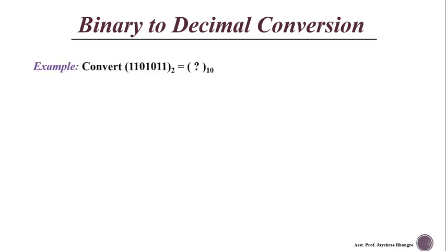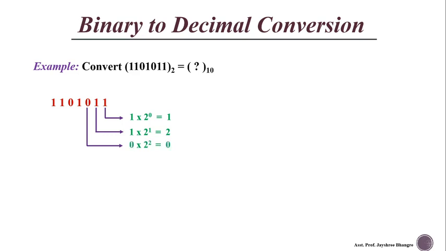So let's see the example. We have to convert the number 1101011 into equivalent decimal, using the positional weight method. We write the positional weight of each bit, starting from the LSB bit 1 and moving towards the MSB. The positional weight for this bit is 1 into 2 raised to 0, that is 1. For the next, it is 1 into 2 raised to 1, that is 2. For the next bit 0, it is 0 into 2 raised to 2, so we get 0. For the next bit, it is 1 into 2 raised to 3, that is 8.